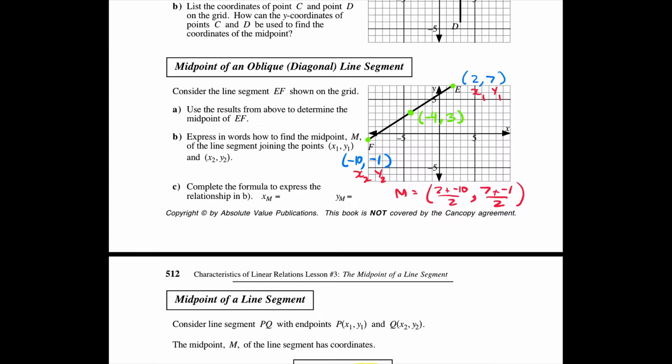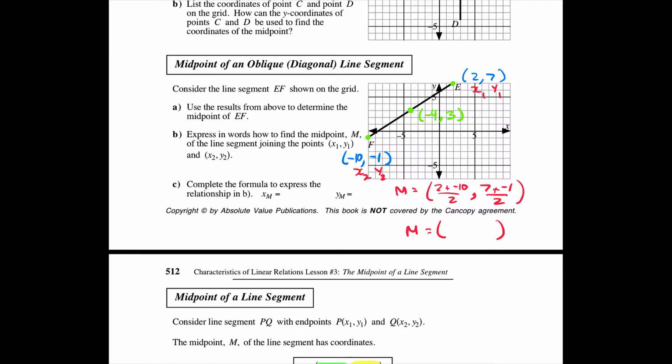So when we do the math right here, we can see that 2 plus negative 10 is going to be negative 8, and negative 8 divided by 2 is going to be negative 4, which is exactly what we got right there. And let's see if it works out true for the y point. So when we look at the y, it's going to be 7 plus negative 1, which is going to be a positive 6, and a positive 6 divided by 2 gives us 3. And yes, that worked out. We have the right x, y values for that midpoint.